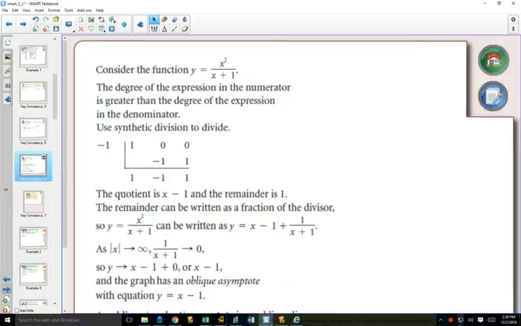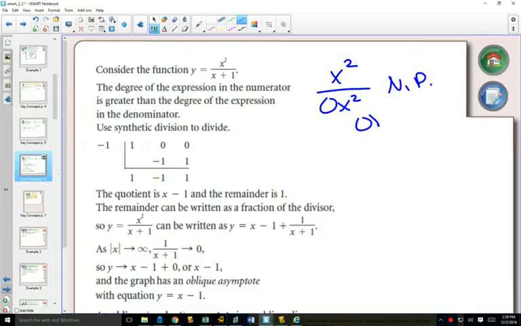Our third example here, x squared over x plus 1. What's our highest degree? X squared. We have 1x squared on the top, no x squareds on the bottom. What happens when you have x squared divided by 0? It's not possible.